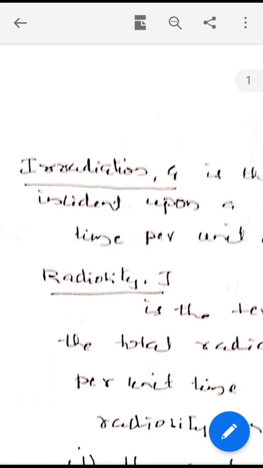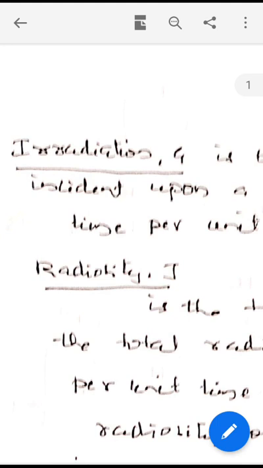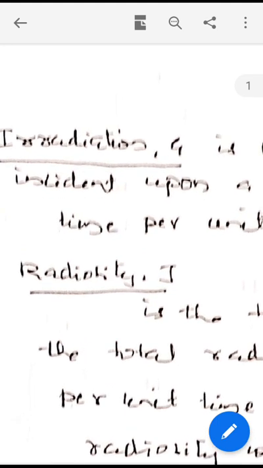We shall study about the radiation network. Before studying about the radiation network, we shall define two terms: irradiation G and radiosity J. Irradiation G, as the name itself indicates, is the amount of incident radiation on a surface.